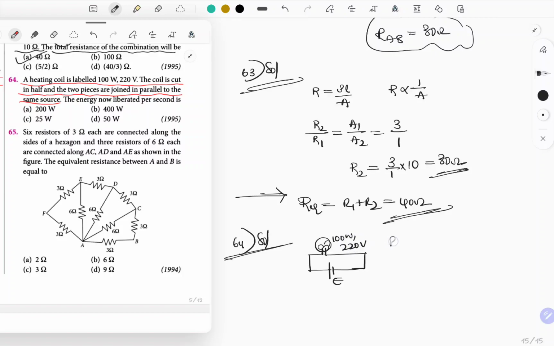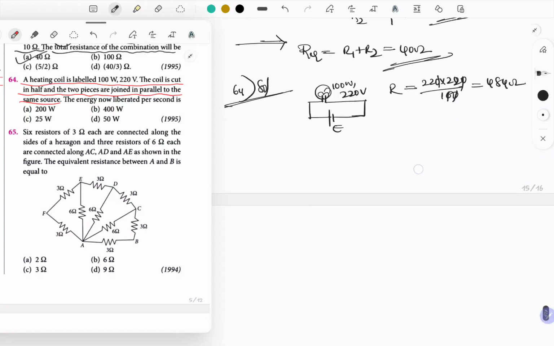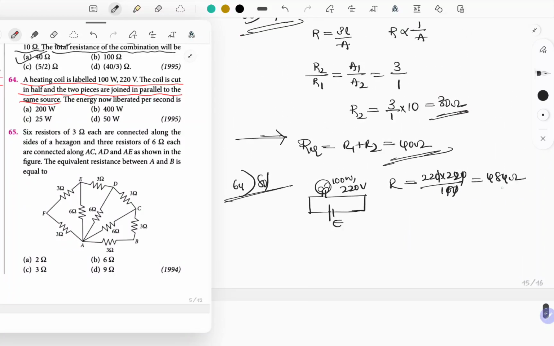So let's find out resistance. R is equal to V square by P, right? V value is 220 into 220 divided by 100. This will get cancelled. 22 into 22 is 484 ohms. Now, they are cutting this into two parts. That means resistance also is going to be divided into two parts. That is 242 and 242.